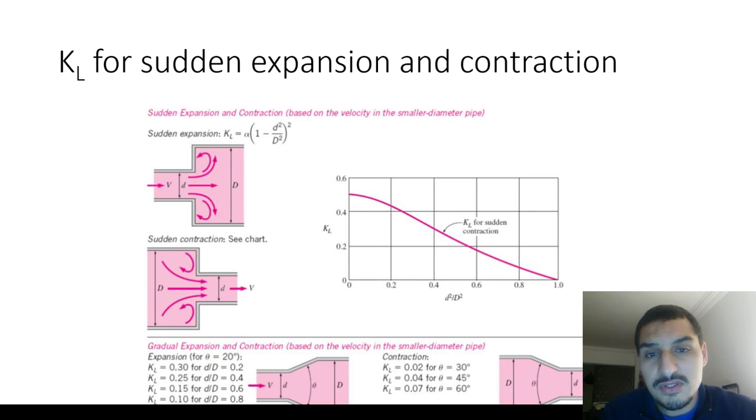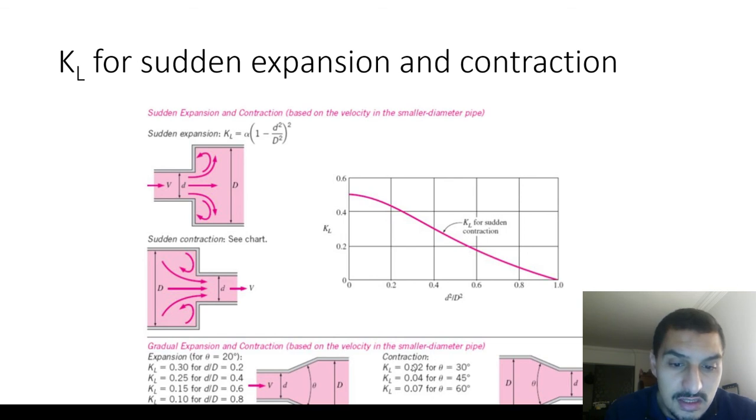For sudden expansion or for expansion and contraction, you would see here there is an equation or a graph that you can use based on the ratios between the two diameters to the power of 2. And you go to find the d over d to the power 2 and then find the K.